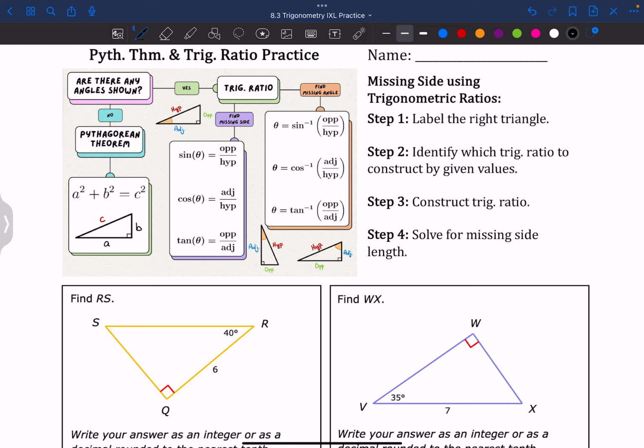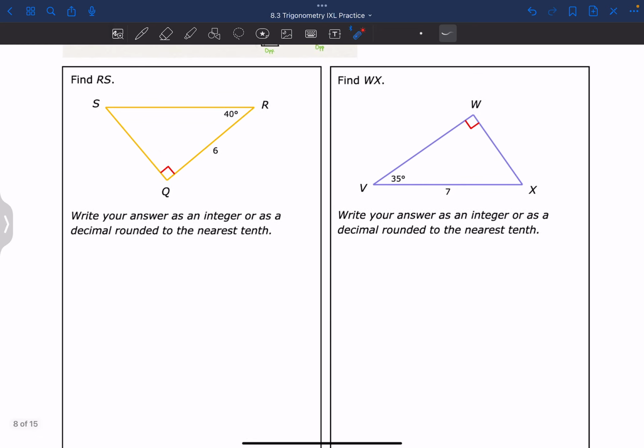But I really, again, want to emphasize before we get into the next few examples that it's just labeling your right triangle, identifying which trig ratio to construct, right? Which out of the three should we utilize by the given information or the given values. Then we construct it and solve for the missing length. Okay, so let's utilize those 4 steps in these 2 examples. So we are looking for RS. What is RS? It is this right here. This side is RS.